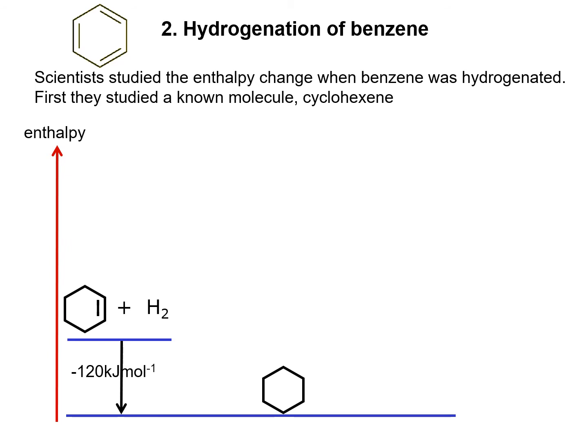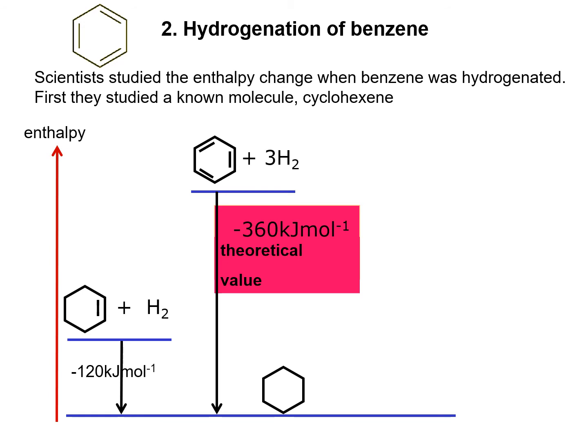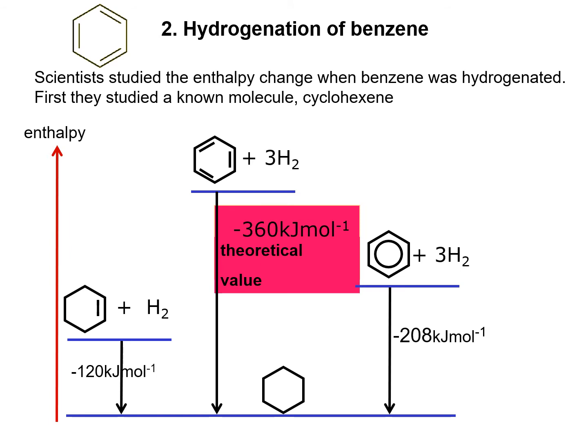They then thought, well, if that's the energy released when one double bond is broken, then it must be twice as much for 2 double bonds and 3 times as much for 3 double bonds. So they came up with this theoretical value for hydrogenating a 3 double bond cyclic molecule, what they thought to be benzene. They then got into the lab and they actually measured the enthalpy of hydrogenation of benzene, and what they found was it came out less than expected.